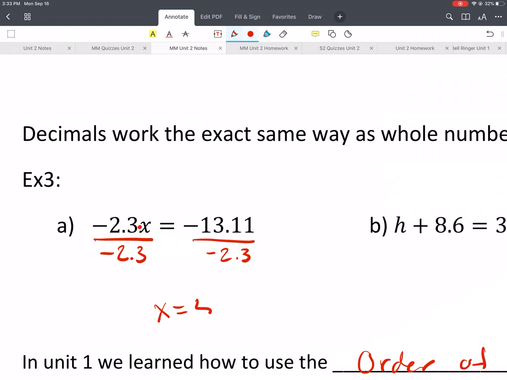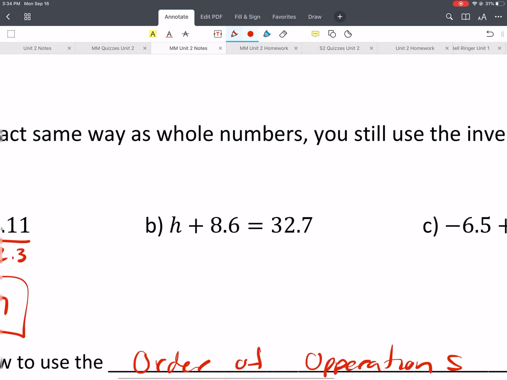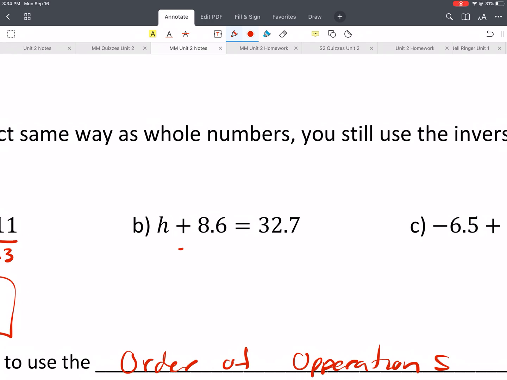Yep, 5.7. Okay, this is also decimal. Since they're being added, now we're going to subtract, so we get h by itself. H equals, that would cancel. We get h equals 32.7 minus 8.6, which gives us 24.1.